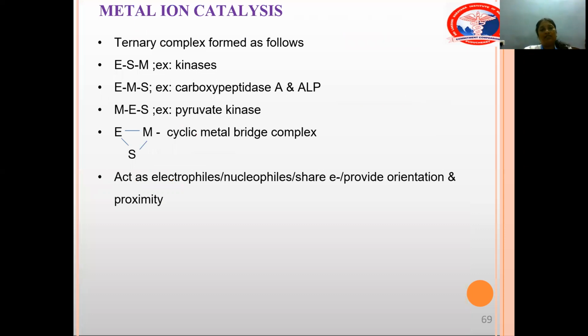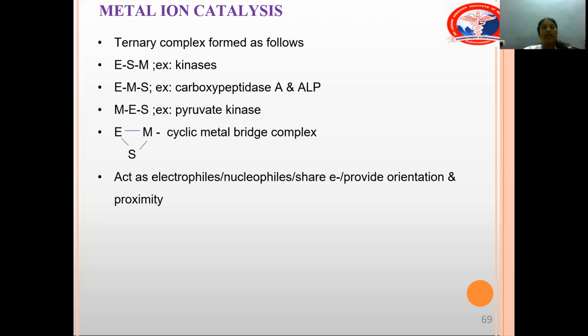The next one is metal ion catalysis. In metal ion catalysis, there will be a formation of a ternary complex, a three-component complex. It is formed as follows. Either it can be an enzyme-substrate-metal ion complex, an example of which is kinases, or an enzyme-metal ion-substrate complex. Examples for this are carboxypeptidase A and alkaline phosphatase. The third is a metal ion-enzyme-substrate complex. An example for this is pyruvate kinase.